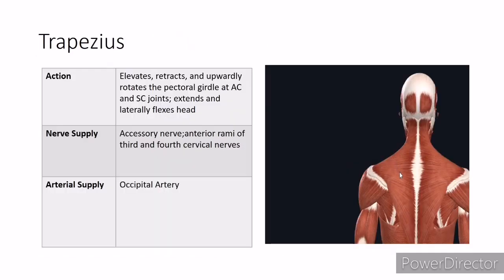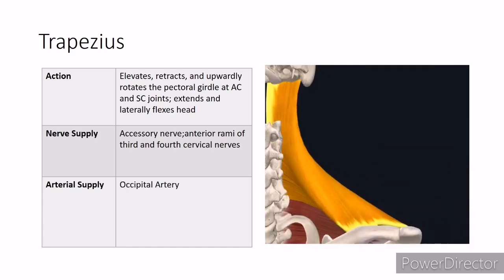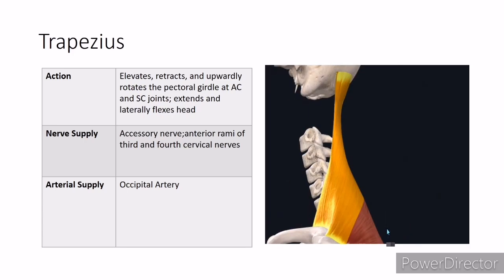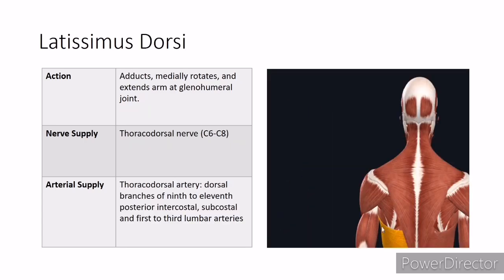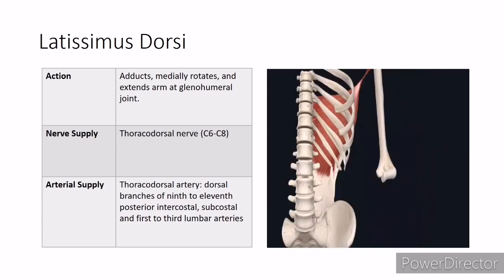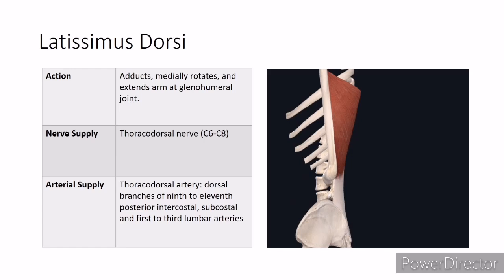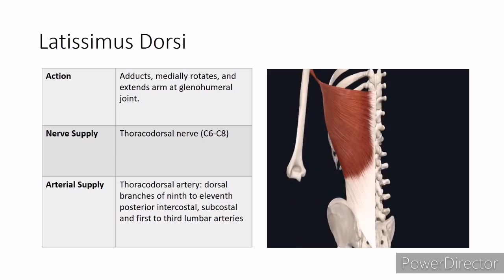We have the trapezius muscle. It elevates, retracts, and upwardly rotates the pectoral girdle at the AC and SC joints. It is supplied by the occipital artery and innervated by the accessory nerve and anterior rami of the C3 and C4 nerves. This is the latissimus dorsi muscle. It adducts, medially rotates, and extends the arm at the glenohumeral joint. It is innervated by the thoracodorsal nerve and supplied by the thoracodorsal artery and dorsal branches of 9 to 11.